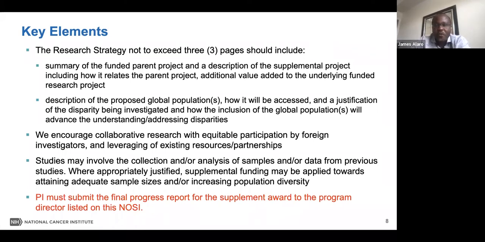But in that, we expect that you will include the summary of the funded project itself, the parent grant that was funded, particularly maybe describing the overall objective of that project, then specifically telling us about what you're proposing on the supplement project, tying it with that parent grant to show us that connection with the parent grant, and importantly, showing us the additional value that adding that global population in your supplemental project, how that ties in and why that is important to your overall scientific goals and parent program.